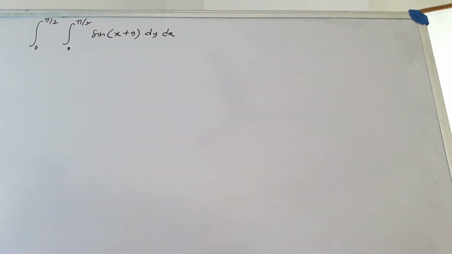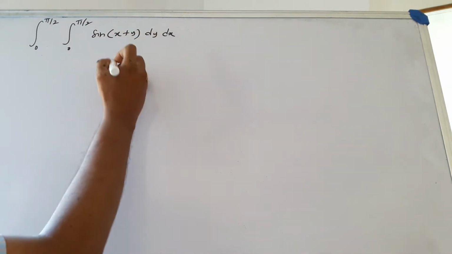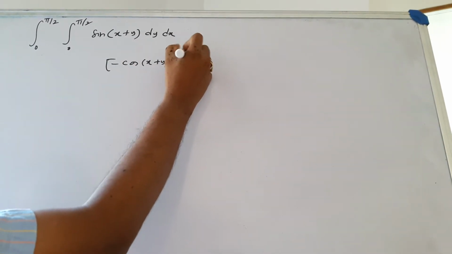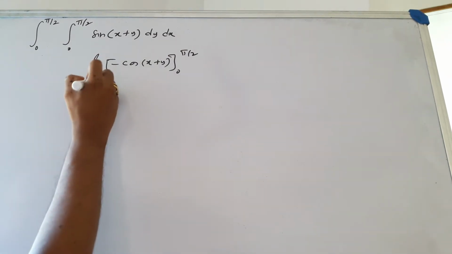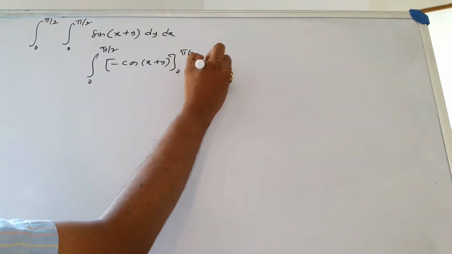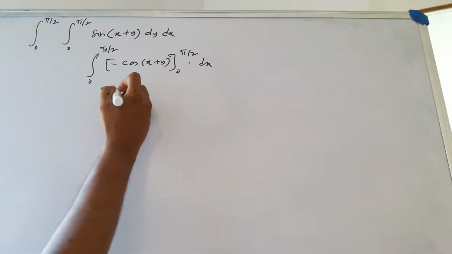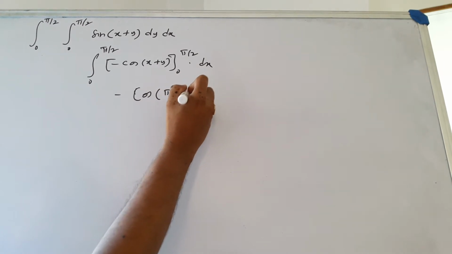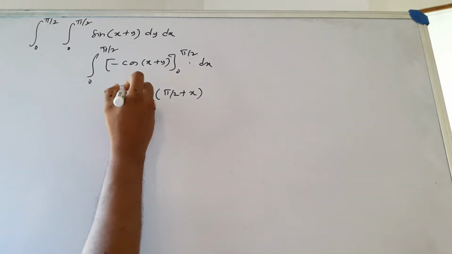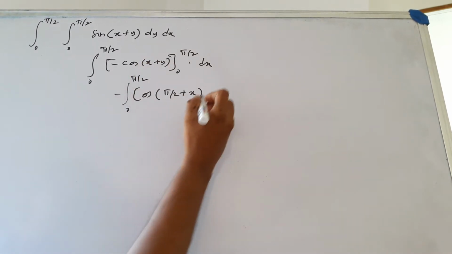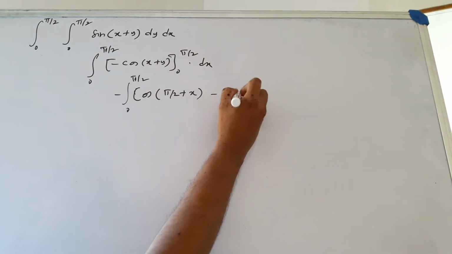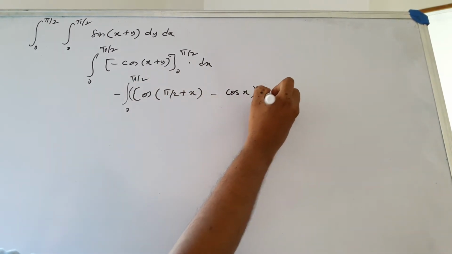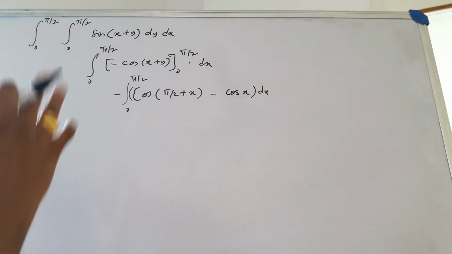Let us try to evaluate this. Now integration of this will be minus cos x plus y. Okay, and I'll have integration with respect to x again. Okay, now again when I substitute this, minus cos pi by 2 plus x. Okay, so integration 0 to pi by 2, and cos 0, and this is cos x. Okay, I have substituted those limits, which is 0 and pi by 2.